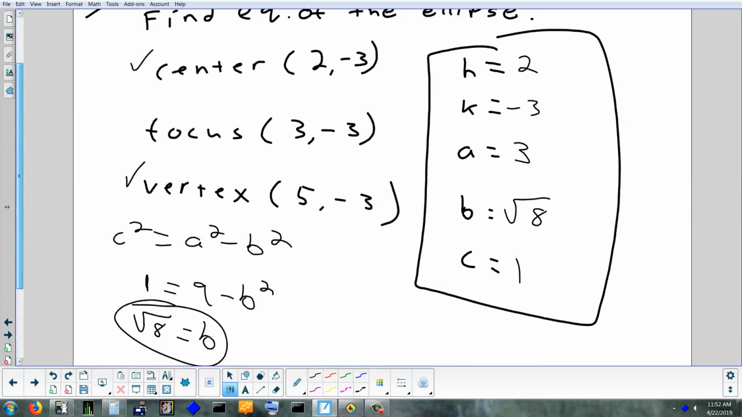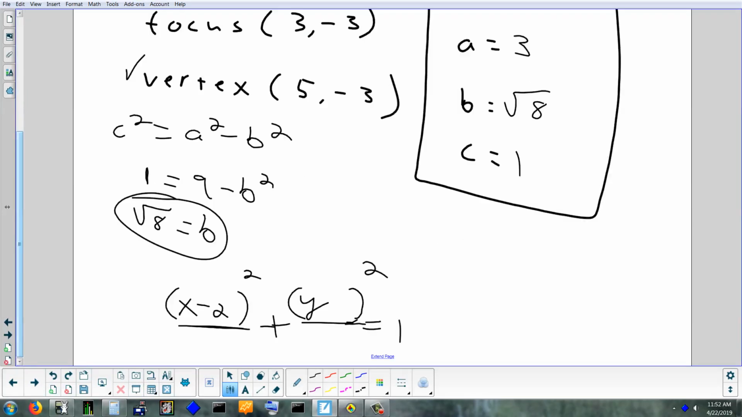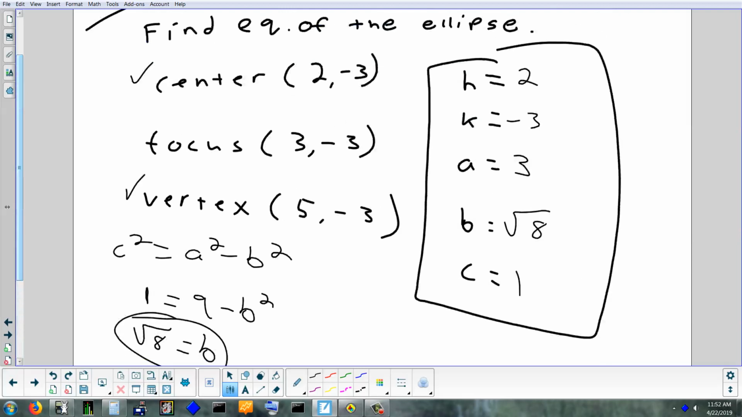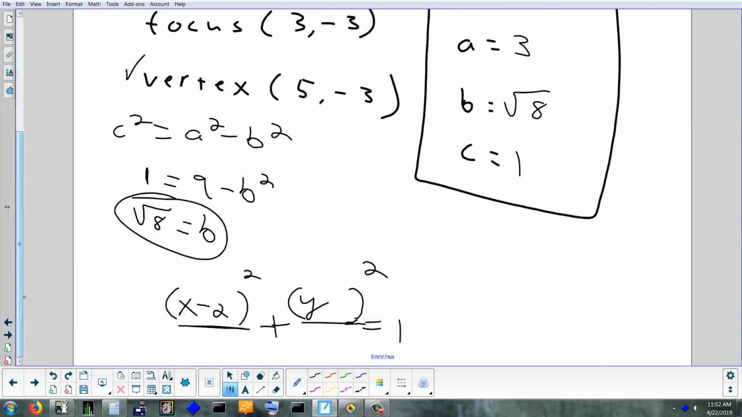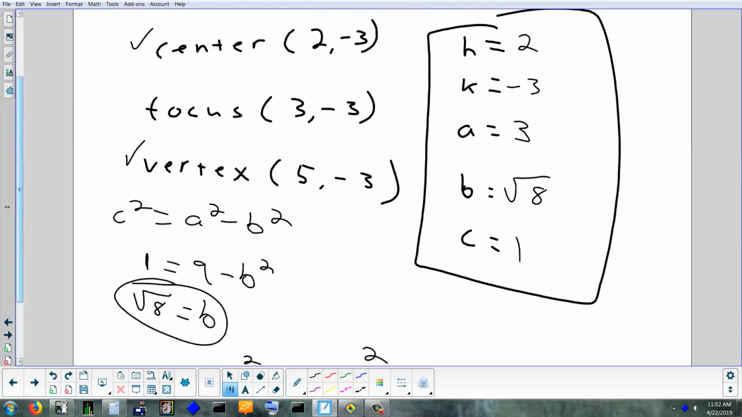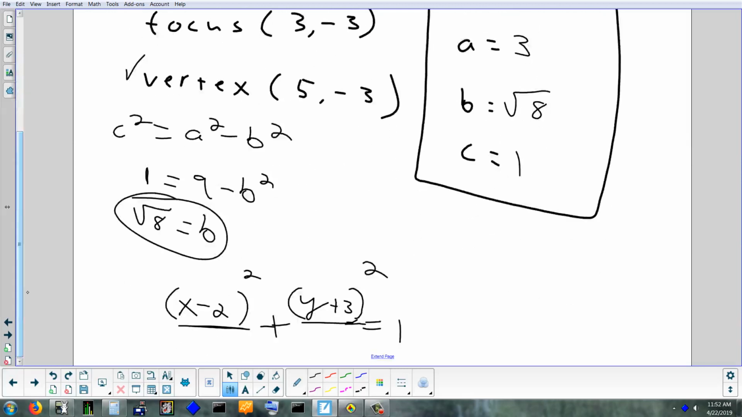Blake? Minus 2. Minus 2. Now be a little careful here. What's going to be your second numerator? Yep. Y plus 3. If you think, well, why isn't it y minus minus 3? Then it becomes a plus. All right, so we got that.